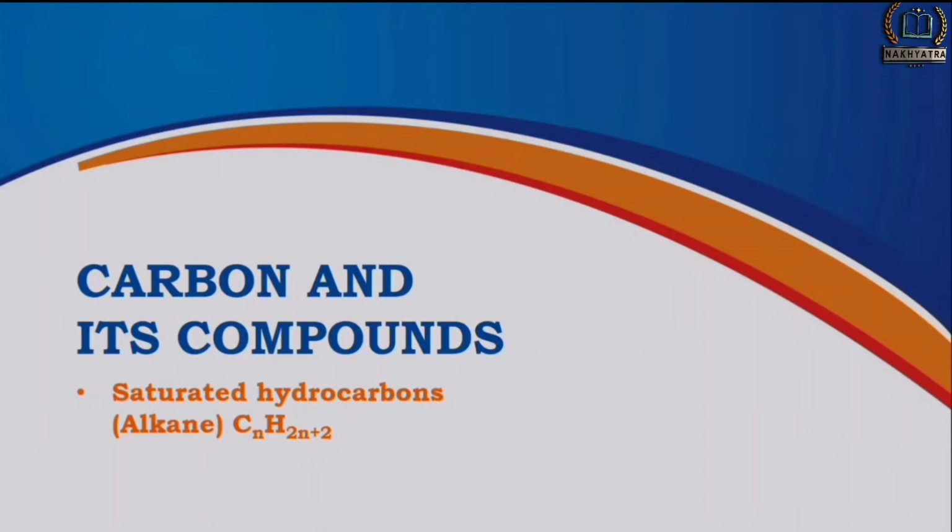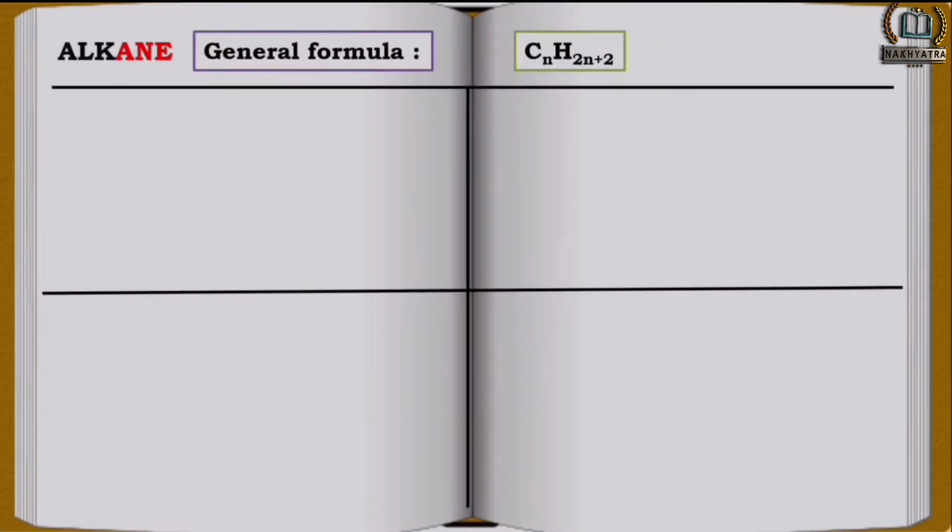Well, so let's begin. Here first we will study the saturated hydrocarbons, that is alkane, and the general formula is CnH2n+2. Okay, let's see. First alkane. The suffix 'ane' means it has a single bond, so the carbon atoms are linked by single bonds. And it has the general formula CnH2n+2.